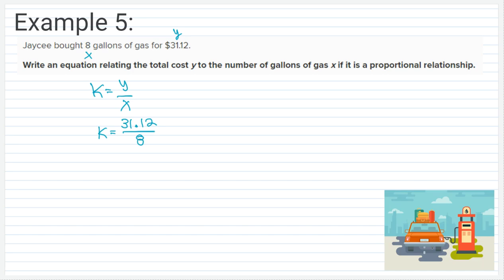And then we just need to simplify this. So whether you get to use a calculator, maybe you have to do some long division, we're going to be doing 31 and 12/100ths divided by 8. And so calculating that out, we end up with 3 and 89/100. So again, as a unit rate, just a little side note, especially if we're still encountering questions where we have to interpret what the constant of proportionality means, this means that it's $3.89 per gallon.